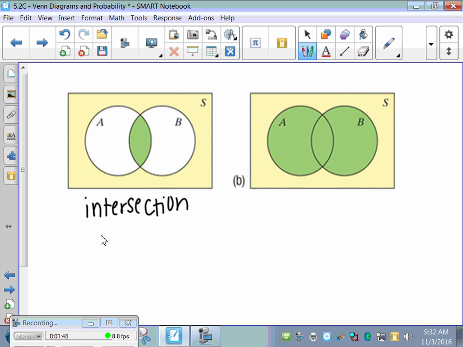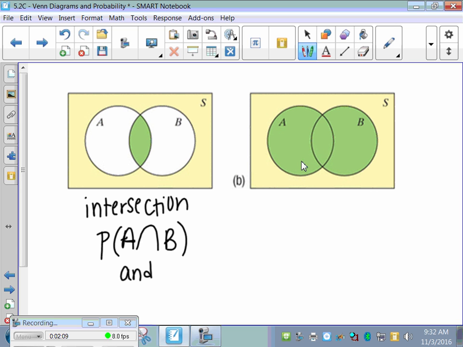So intersection, when you write this down, you need to know that it's A intersect B. This symbol that's like an upside down U represents the intersection. We also sometimes call this "and," when it's combined.